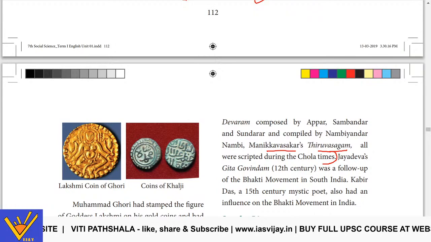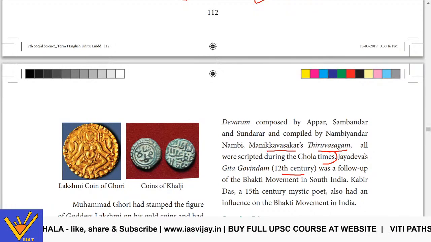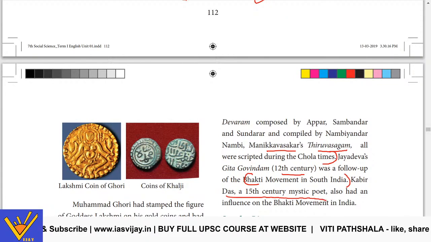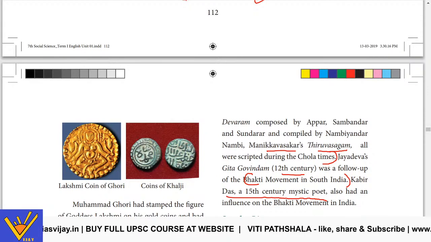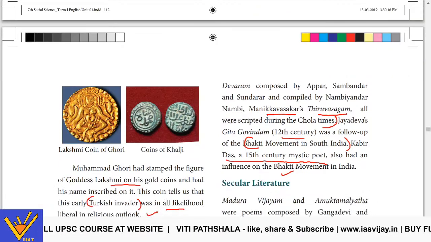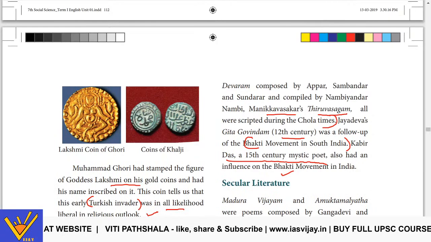Gita Govinda, that is of the 12th century, was a follow-up of the Bhakti movement in South India. Kabir Das, of the 15th century, the mystic poet, also had an influence on the Bhakti movement in India. No, this is the 15th century Bhakti movement.